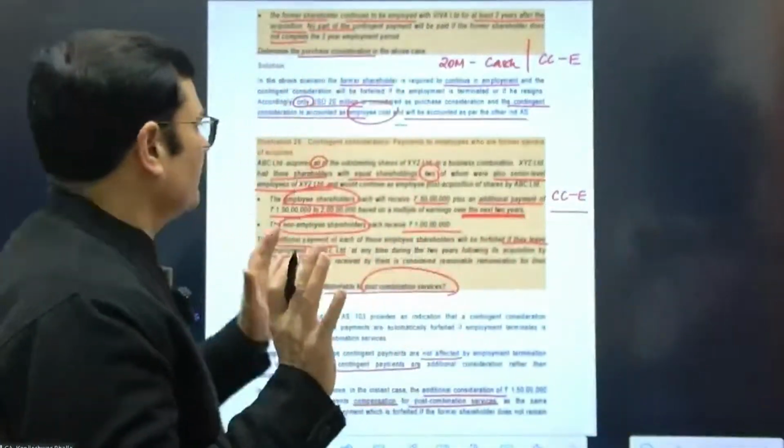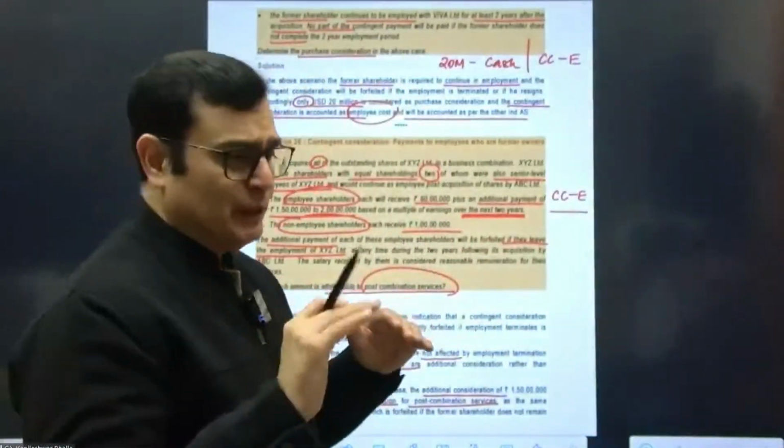I hope the two illustrations, 25 and 26, give you good food for thought in terms of understanding whether it is a CCE or a CCS. Though I think in both the illustrations, it was very clear that the payment is a contingent consideration.